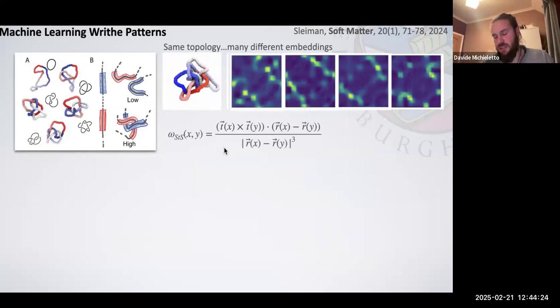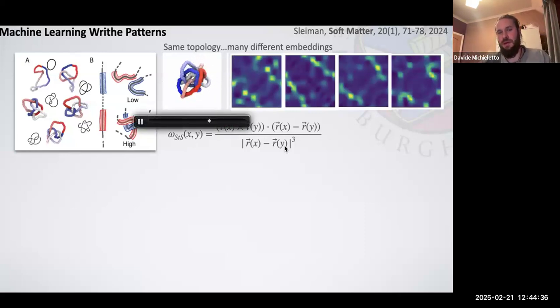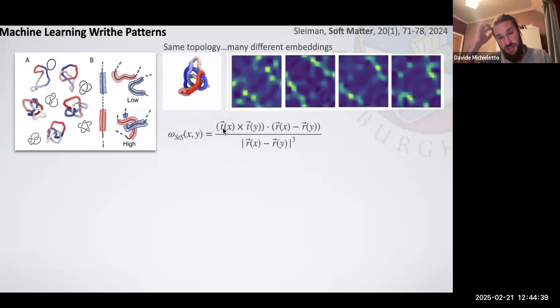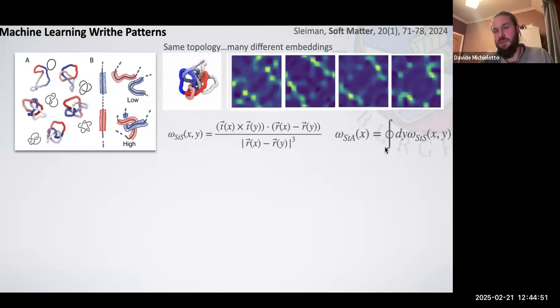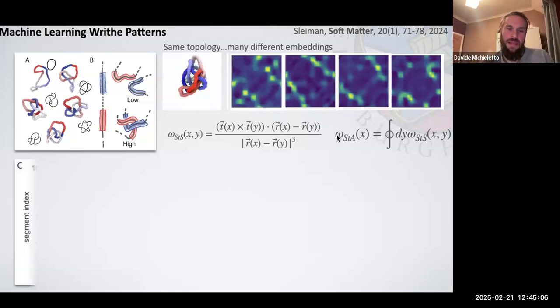Essentially it's the integrand of the Gauss linking number, and it's a function of two variables, x and y, which are the two segments. For each segment x and segment y of the polymer, we have a value that is computed like this, where t is the tangent at that point, and r is the position of that point. So we get matrices with x and y. Then we can integrate over one of the two variables. Integrating over y of this segment-to-segment writhe, we get the segment-to-all writhe. Essentially it's the amount of entanglement that this segment x has with respect to all other segments.